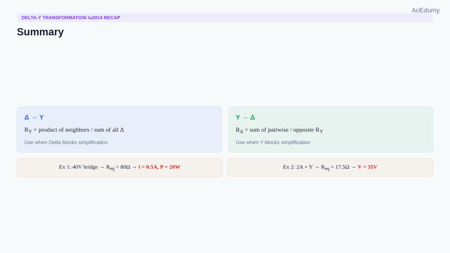Let's recap. Delta to Y conversion: each Y resistor equals the product of its two neighboring delta resistors divided by the sum of all three. Y to delta: each delta resistor equals the sum of all pairwise products divided by the opposite Y resistor. Use delta to Y when the delta blocks series parallel simplification. Use Y to delta when the Y is the bottleneck.